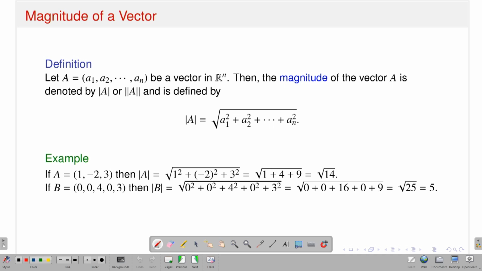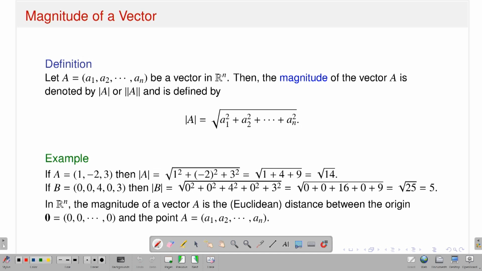Next, I am taking a vector in the 5-dimensional space. B is equal to (0, 0, 4, 0, 3). Then modulus B is the square root of 0 square plus 0 square plus 4 square plus 0 square plus 3 square, which is basically giving us the square root of 25, which is equal to 5. So, in Rn, the magnitude of the vector is the Euclidean distance between the origin and the point A.